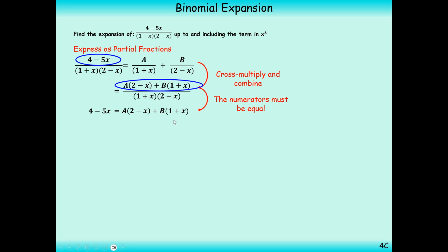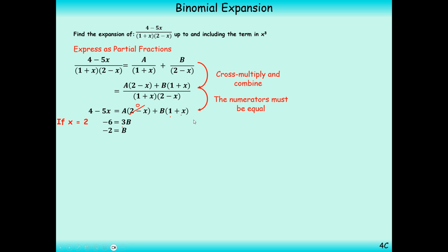Now you can use elimination. I would have used x equals 2 to figure out the value of B. So substituting x equal to 2 on both sides, we'll get that because that would eliminate this bracket here. So 2 plus 1 gives you 3. Solving for the value of B, you get B is minus 2.